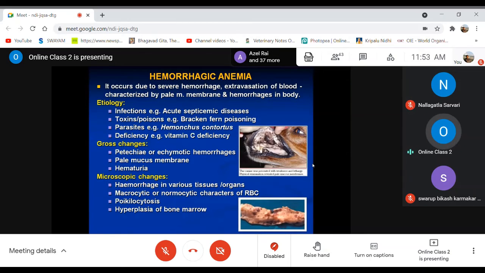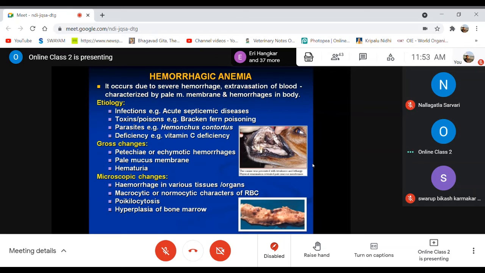Any part of the body. Okay, so that is what we call hemorrhage. Because of that, you are losing blood, which means along with that blood, mostly RBCs, other blood cells also, but excessive numbers of RBCs are lost. So that kind of anemia is due to hemorrhage.